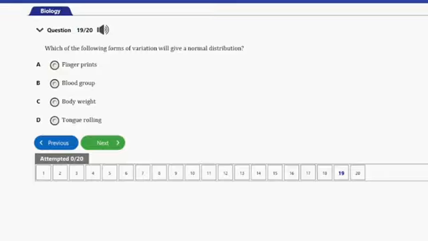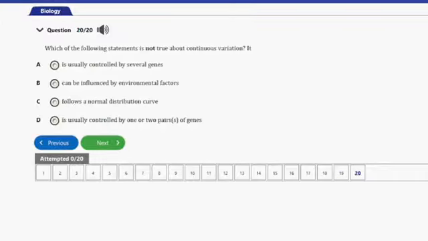Let's go ahead and consider the next question. That's question number 20 here. It says, which of the following statements is not true about continuous variation? It's A. Is usually controlled by several genes, B. Can be influenced by environmental factors, C. Follows a normal distribution curve, and D. Is usually controlled by one or two pairs of genes. So guys, the option here that is not true about continuous variation is that it is usually controlled by one or two pairs of genes. So that's it for this question, guys.